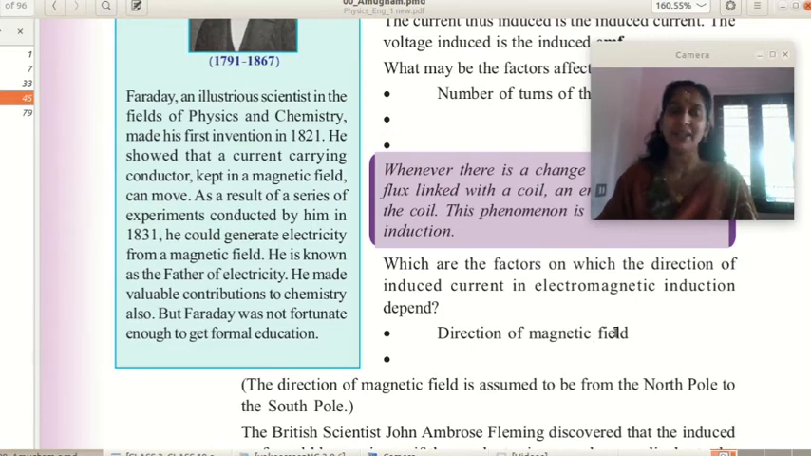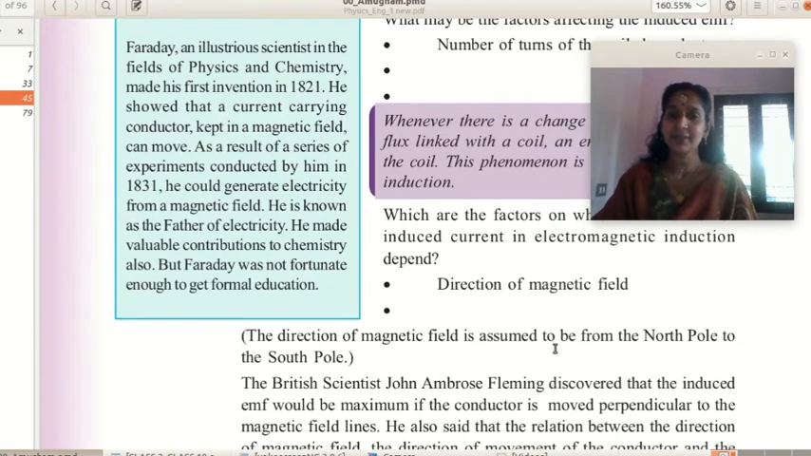So, which are the factors on which the direction of induced current depends? Yes, the direction of magnetic field. If we change the north pole to the south pole, what happens? If you insert the south pole into the solenoid instead of the north pole, the direction of induced EMF changes and the direction of deflection of the galvanometer changes. So one of the factors that influences the induced current is the direction of magnetic field. This direction of magnetic field is assumed to be from the north pole to the south pole.